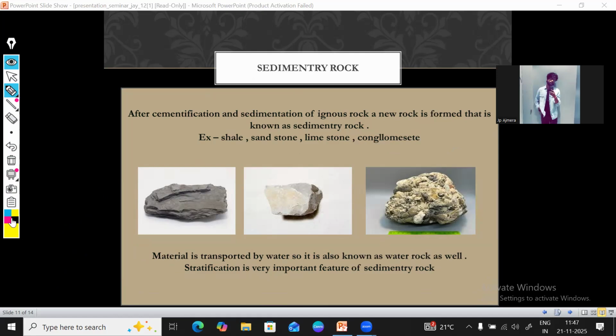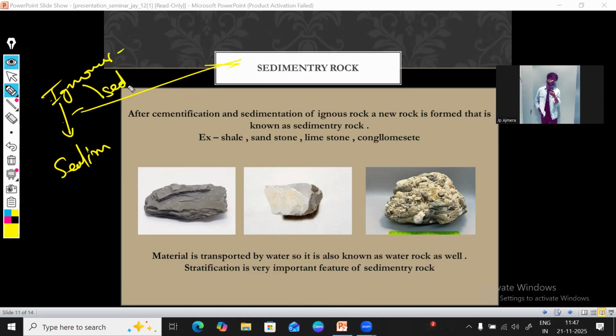Okay, the second rock that we did a study about was the sedimentary rock. Why is it called sedimentary rock? Sedimentary rock is formed from the igneous rock. Igneous rock is what? That is the mother of primary rock. Then a new rock is formed that is known as sedimentary rock. How is it formed? By the deposition of sediment from the igneous rock.